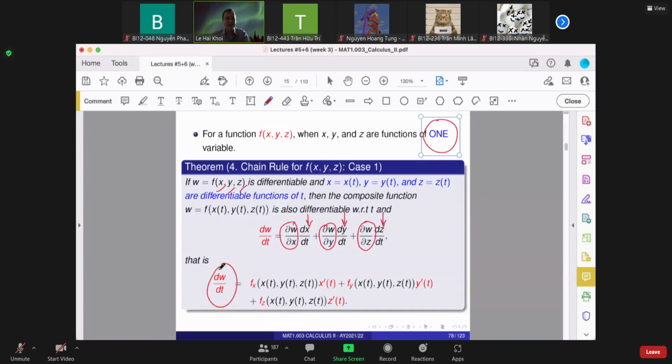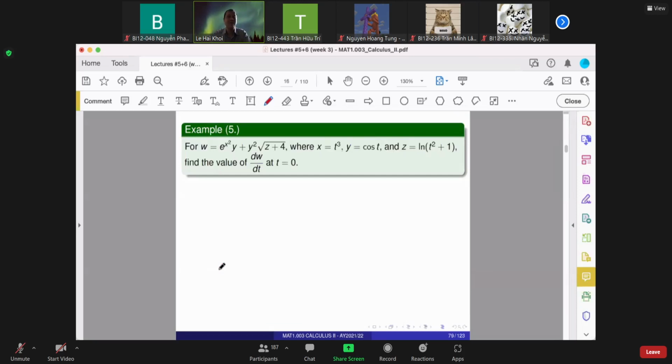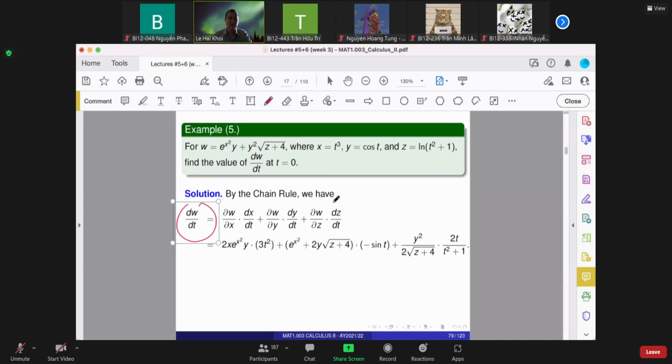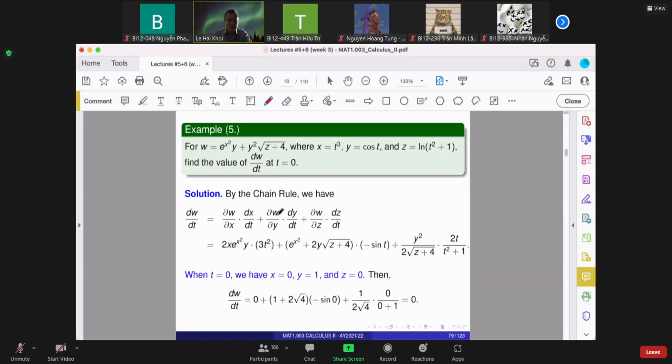It's quite similar to case one for a function of two variables, and very easy to understand why we have to do so, right? Example: you are given a function of three variables x, y, z, where x, y, and z are functions of one variable, and you are asked to find the value of the derivative of w at t equal to 0. Very easy, right? Apply the formula, substitute each expression you find into the formula, and if you want, you can try to simplify it, or you can substitute t equal to 0 directly.